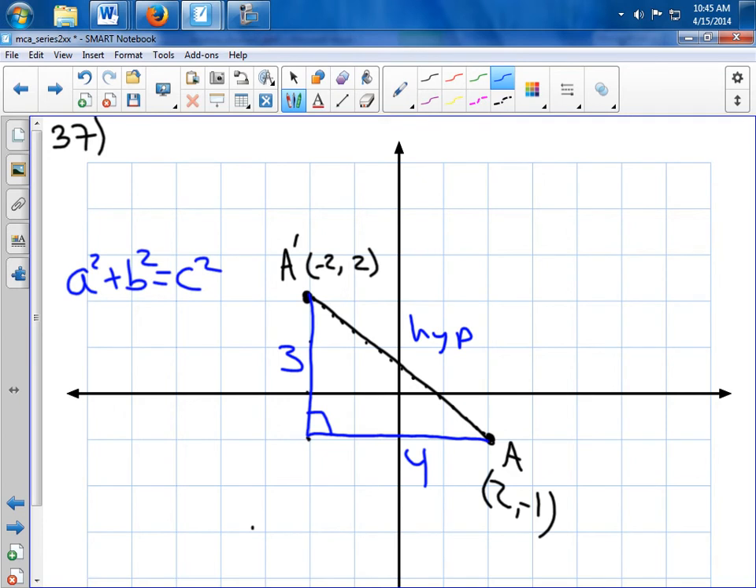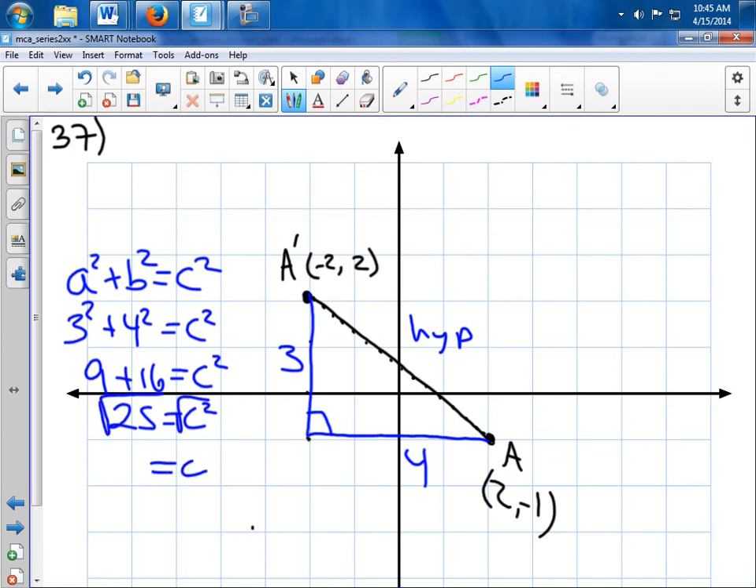Does anyone know what this is offhand before I do this? This is a Pythagorean triple. Yep. So we'll do it the long way. 3 squared plus 4 squared equals c squared. Remember, this is always your hypotenuse, which is 9 plus 16 equals c squared. 9 plus 16 is 25, which equals c squared. Take the square root of each side, and c equals 5. So your answer would be 5.